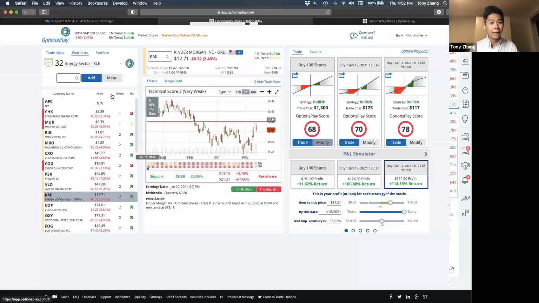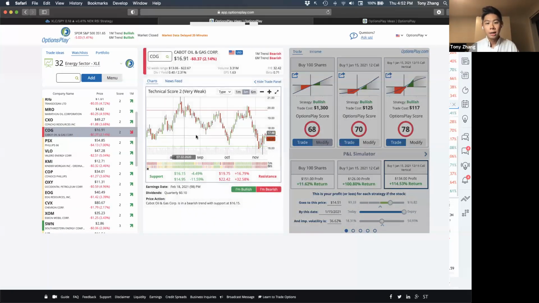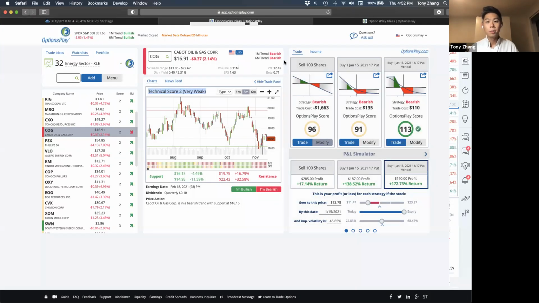And then if I want to drill down into the energy sector, then I want to take a look at, okay, COG is a weak stock and the 1 month and 6 months trend is bearish. So I can quickly look at some opportunities here for potentially a bearish opportunity in COG. If I'm looking for more bullish opportunities, I might focus on some of the stronger sectors.